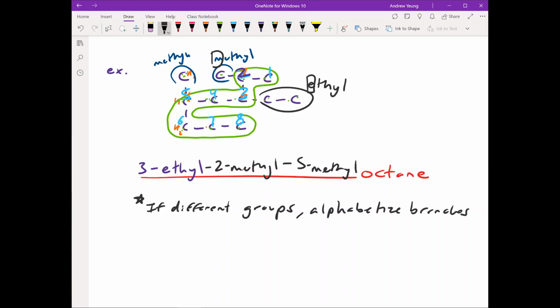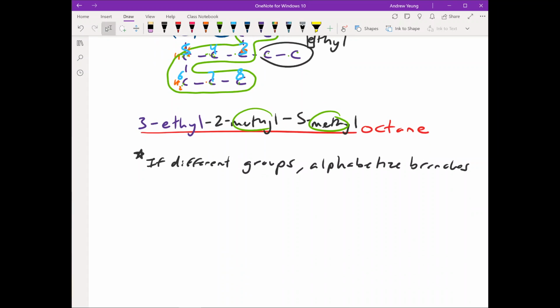But we saw this in the earlier rule here. Wait, if I have 2 of the same methyl group, why don't I just call that a dimethyl, and why don't I just put the numbers in front? So the final name for this part here would actually be, we'll still have our 3-ethyl.